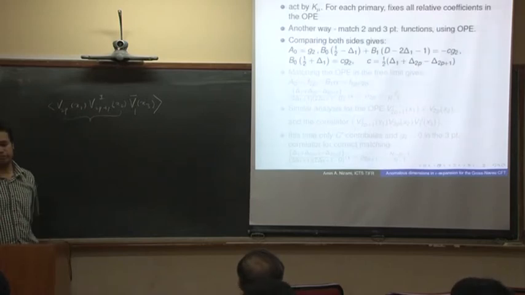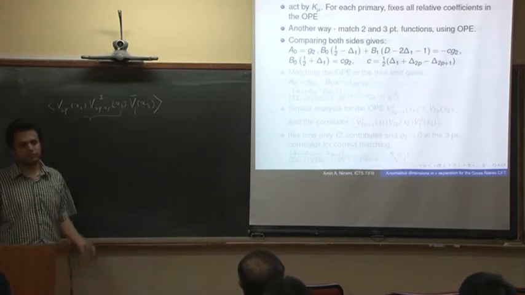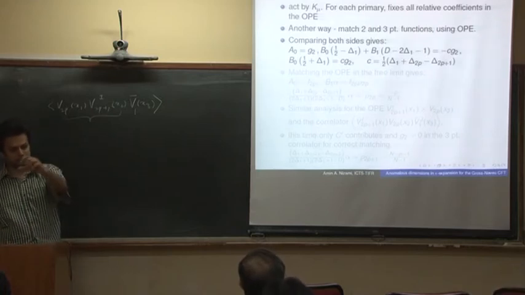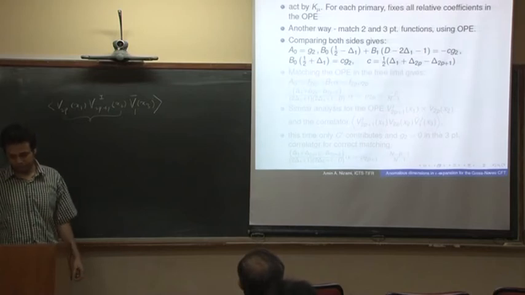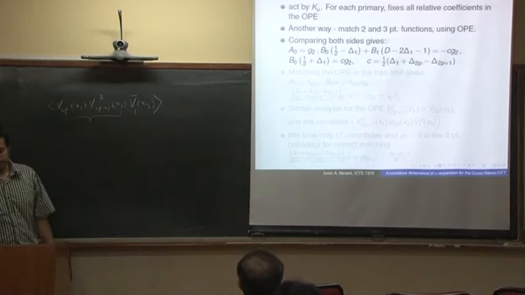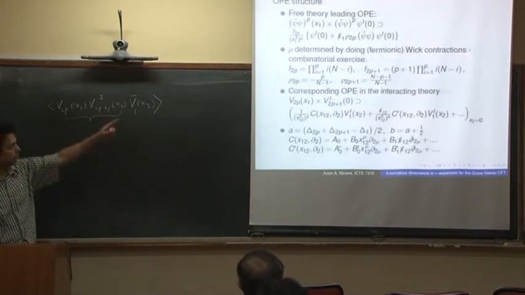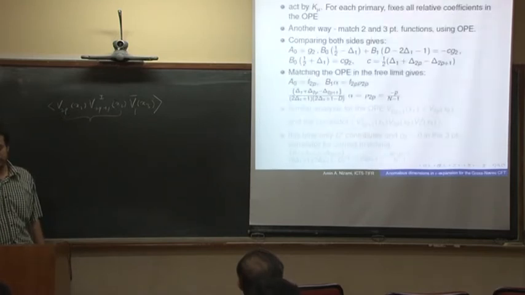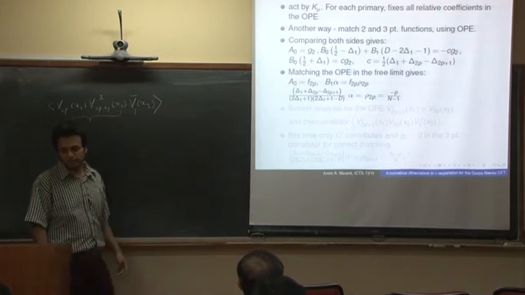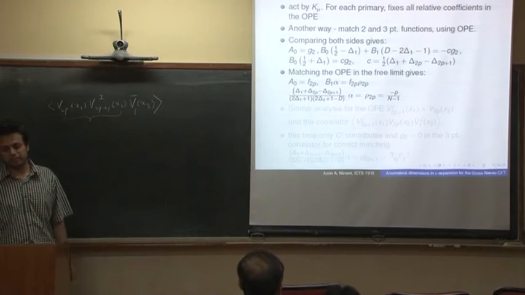If you want, you can also derive them by just considering the action of the special conformal generator. Because the point really is that for any primary and all its descendants in the OPE, all relative coefficients are fixed by conformal symmetry. So you can find them whichever way you want to. And now, again, you go back to the free theory OPE, which I wrote down here, this OPE at the top here. And now, in the free case, when you compare these two sides, you will get these relations.